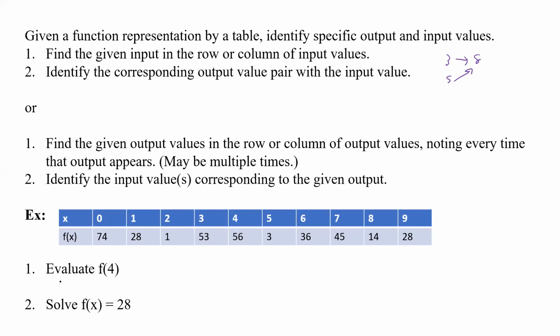All right, so this one says evaluate f of 4 from this table. Well, that means x is going to be 4. So we look for x, we go over to 4, and so that's our 4. And then we go down to find what f of 4 is, because now we're saying f of 4 is equal to 56. So that then is our answer to that one.